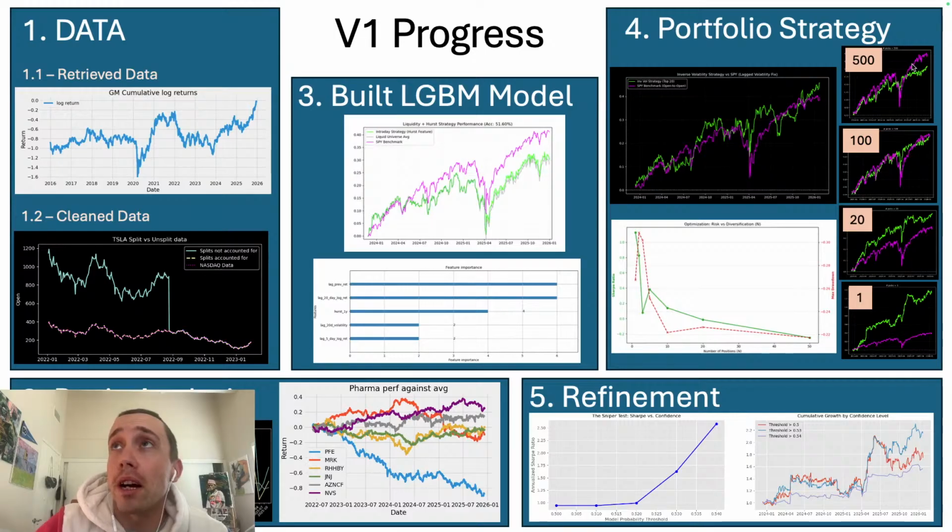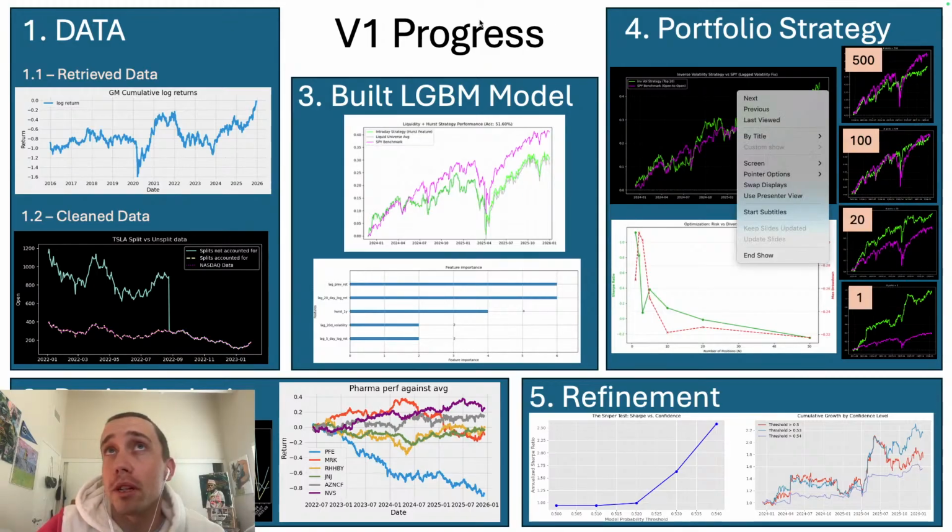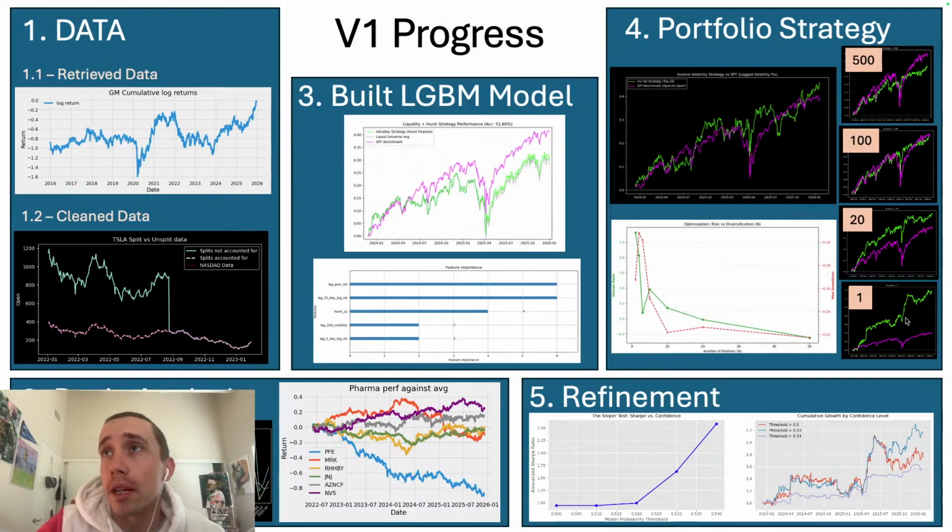Pink is the SPY line, the S&P 500. Green is the model line. So if it's making 500 picks, the model's slightly underperforming the S&P. At 100 picks, it's matching the S&P. At 20 picks, it's beating the S&P. And at 1 pick, it's way better than the S&P. That made me think, okay, let me see if I can find a sweet spot. So in this plot, I looked at the Sharpe ratio. You want to make sure you have something you can use, a Sharpe ratio above 1. And you see that the only Sharpe ratio above 1 is if I'm only making 1 pick per day.